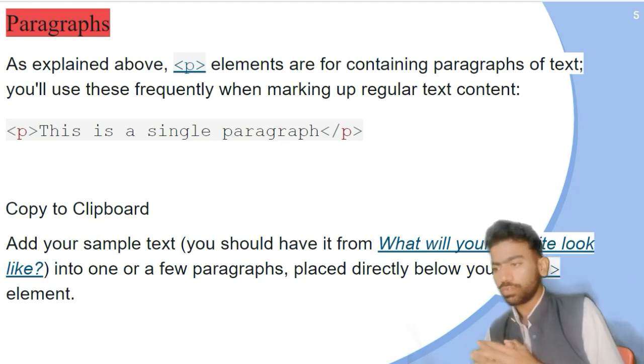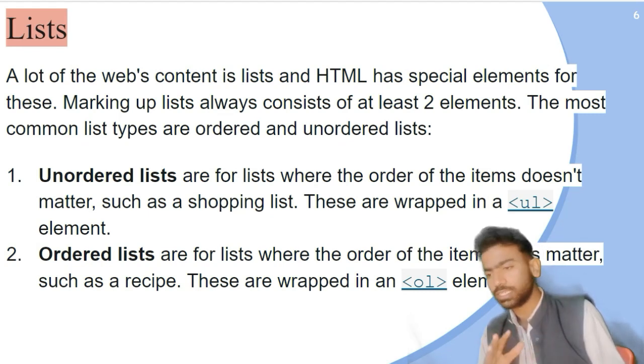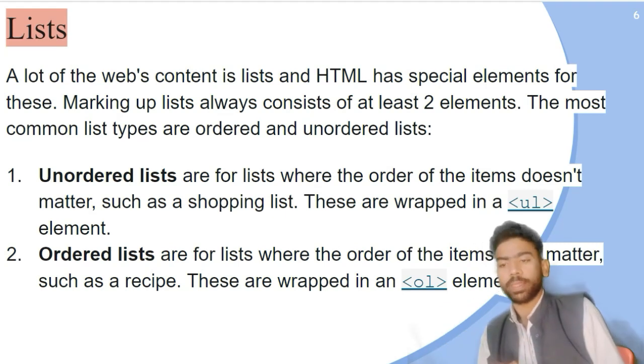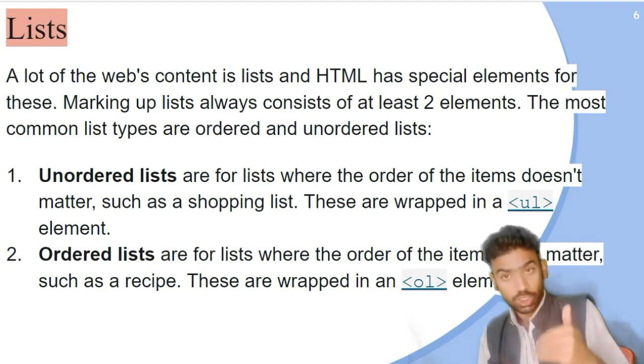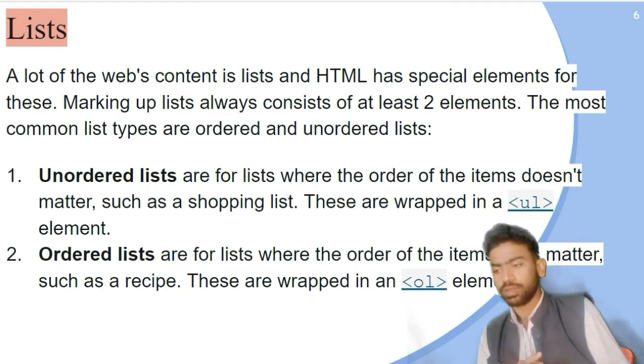Lists. A lot of web content is lists, and HTML has special elements for these. Marking up lists always consists of at least 2 elements. The most common list types are ordered and unordered lists. Unordered lists are for lists where the order of the items does not matter, such as a shopping list. These are wrapped in a UL element. Ordered lists are for lists where the order of the items does matter, such as a recipe. These are wrapped in an OL element.